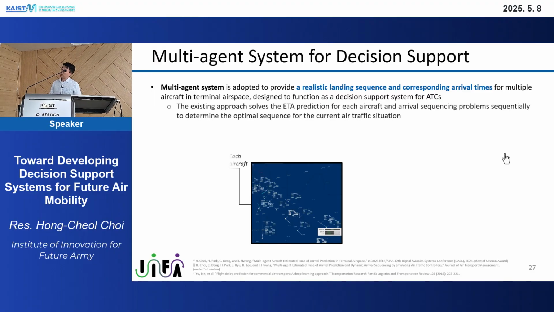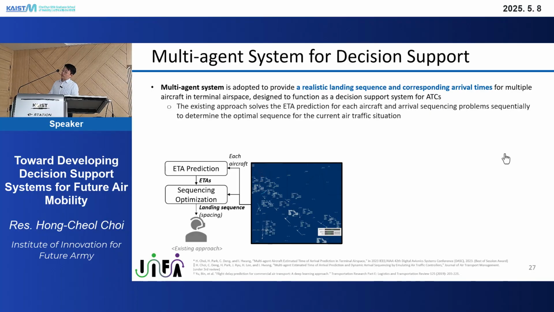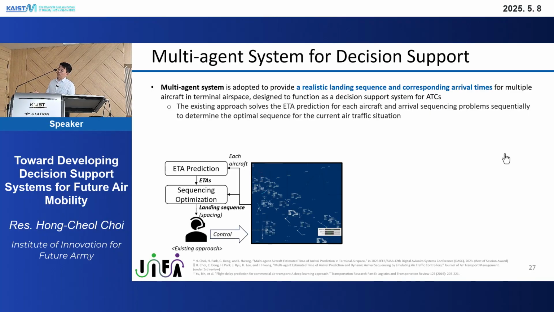Here is the research background. As you can see here, the existing approach shows that the ETA prediction model predicts ETA for each aircraft, and once those ETAs are collected, then state information is incorporated into the sequencing optimization, and then it gets an optimal landing sequence here, and based on that, the air traffic controllers take action for the control.